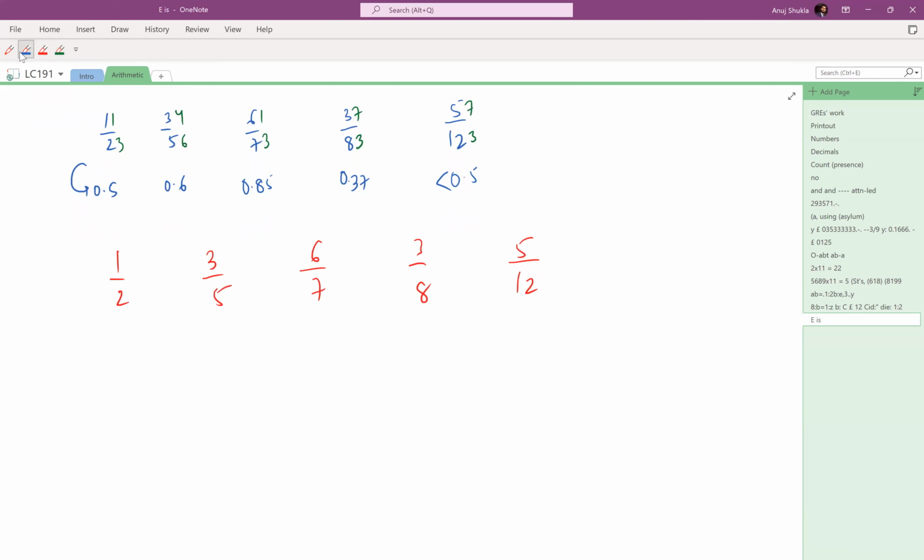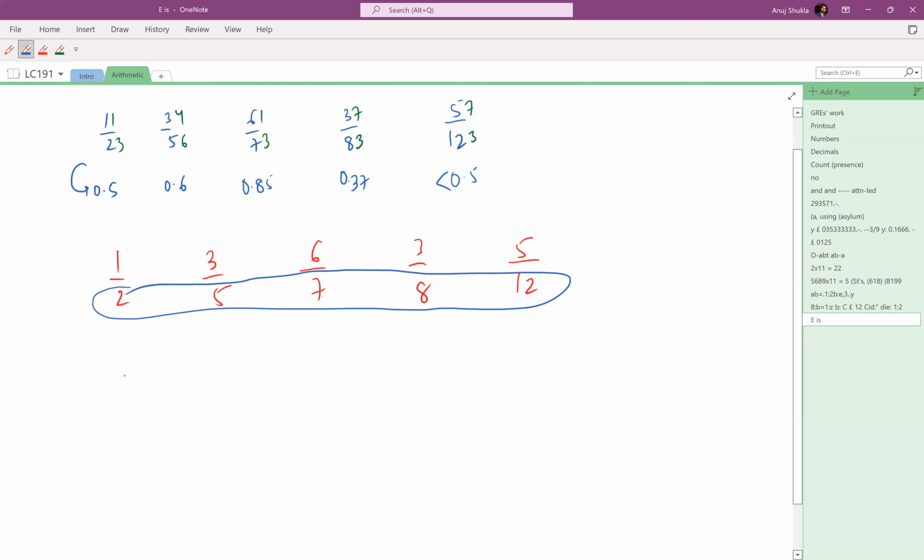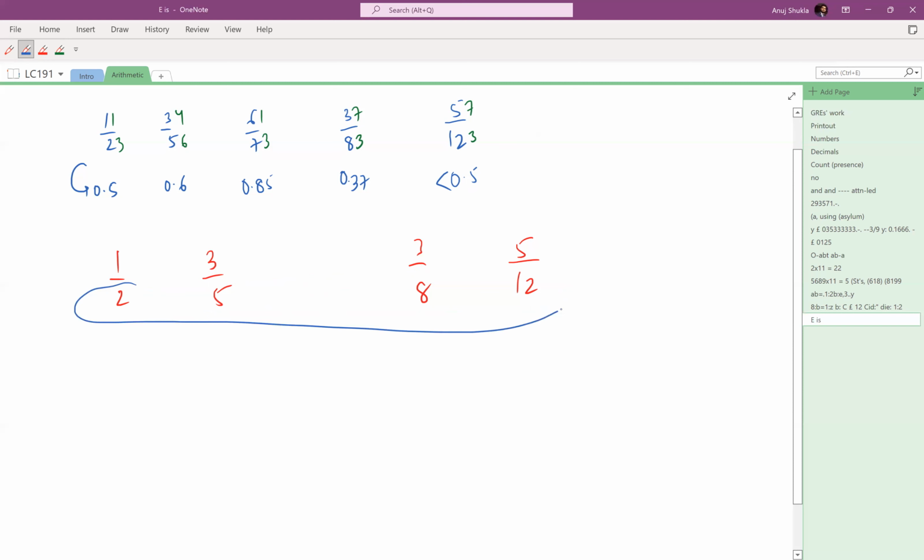That method is either you make all the denominators equal. I'm removing this one as of now. If all the denominators are equal, suppose you have something like 6 by 12, 3 by 12, 8 by 12, then you can say easily which one is more, which one is less, because all the denominators are equal, so you only have to compare the numerators, right?